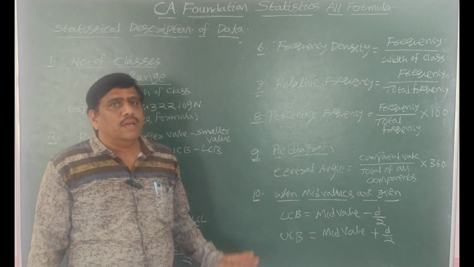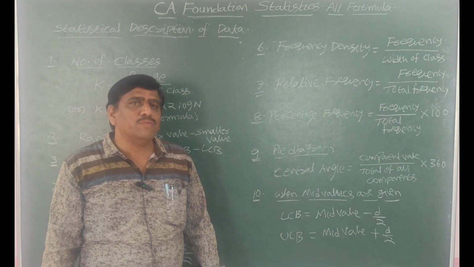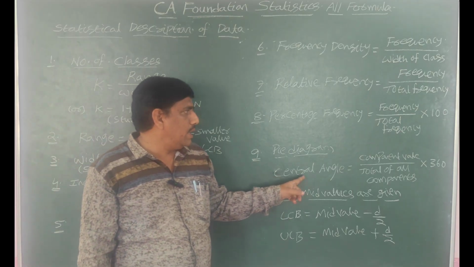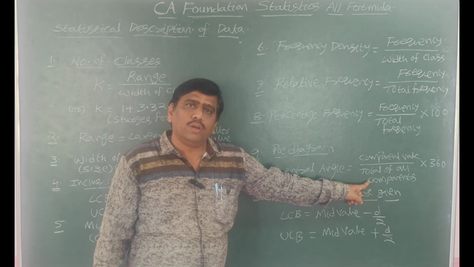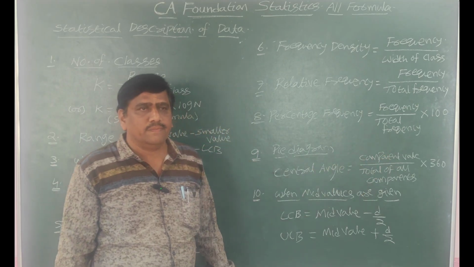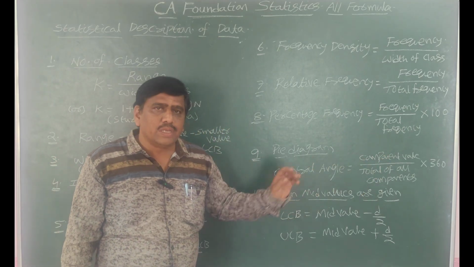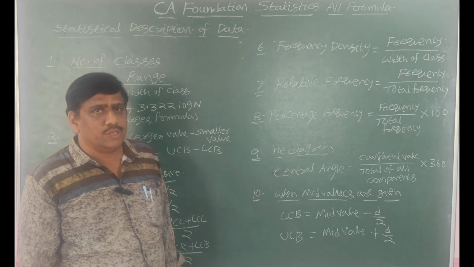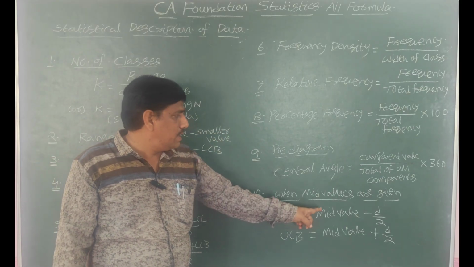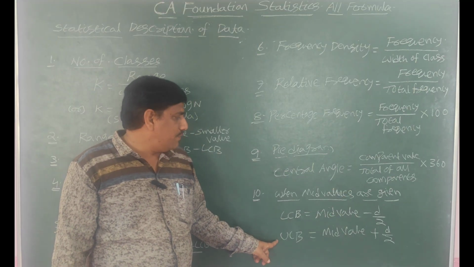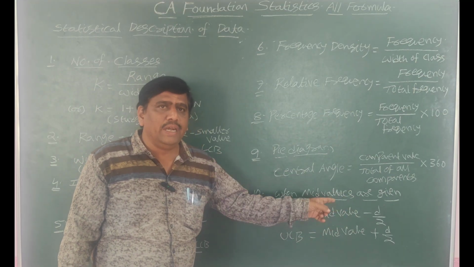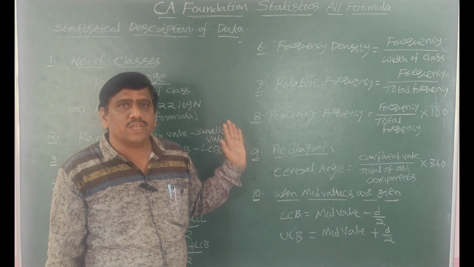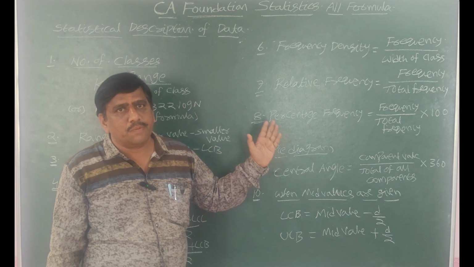And similarly, coming to pie diagram, sometimes you are going to find central angle of the components. For finding central angle, the formula is component value divided by total of all components into 360. And when mid values are given instead of class intervals, from mid values you can find class boundaries also. Formula is for finding LCB mid value minus D by 2, and for finding UCB mid value plus D by 2, where D is the difference between the mid values. These are the formulas involved in the first chapter, that is statistical description of data.